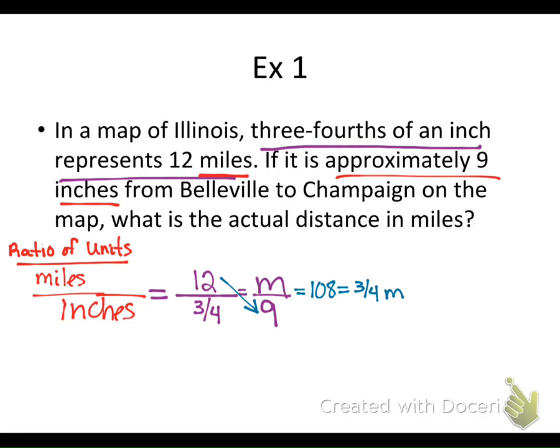And after we cross multiply, we solve. So circle my variable, draw my line of equality. How do I get the m by itself? 3/4. So divide each side by 3/4. So I bring down my variable m. So in your calculator, you're going to take 108 divided by 3, fraction button 4. 144. Because we're dealing with word problems, you have to label it.